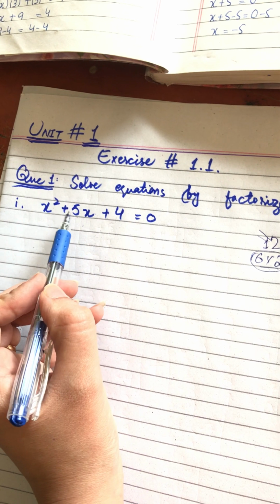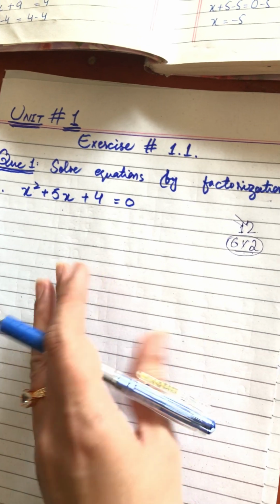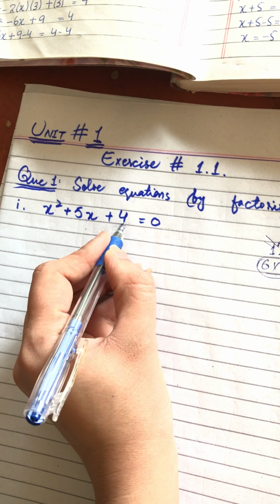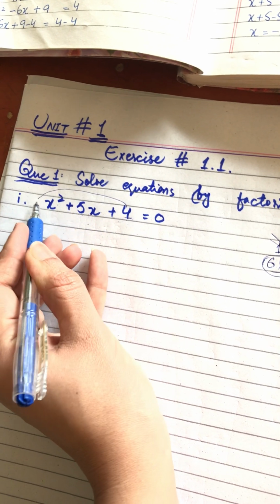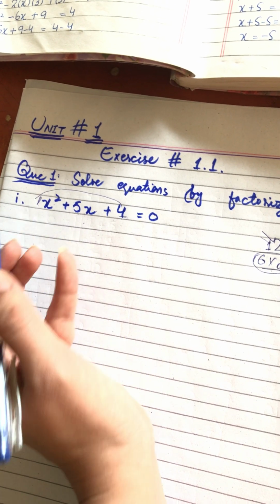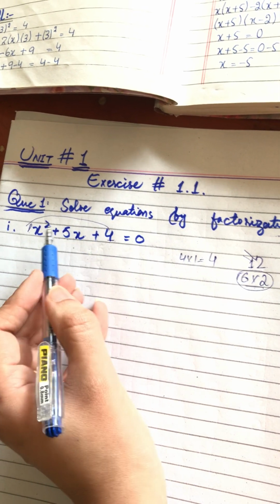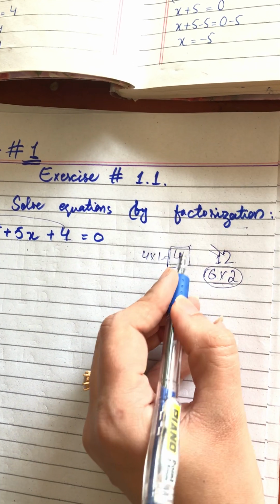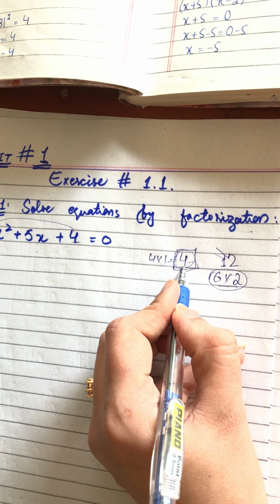We will factorize this expression with the help of midterm breaking. In midterm breaking, what will we do? This is the constant term in this expression, 4. We will multiply this 4 with the coefficient of x square. Here, what is the coefficient of x square? This is 1. So we multiply the coefficient of x square with 4, and we get 4. 4 ones are 4.